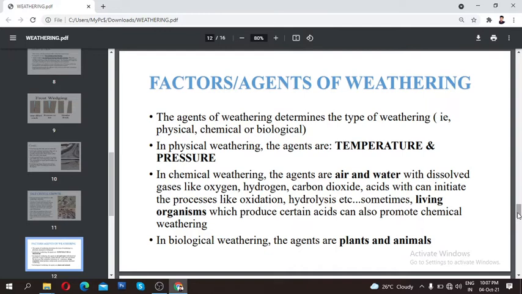Okay. Sometimes living organisms which produce certain acids can also promote chemical weathering. Mainly we discuss these living organisms in biological weathering, that is, both plants and animals. Certain kinds of animals which promote chemical weathering are also part of chemical weathering. Some animals produce certain kinds of acids which will erode some materials present in a rock. This is also considered under chemical weathering. Okay, so these are all the various factors which are responsible for the various weathering processes.